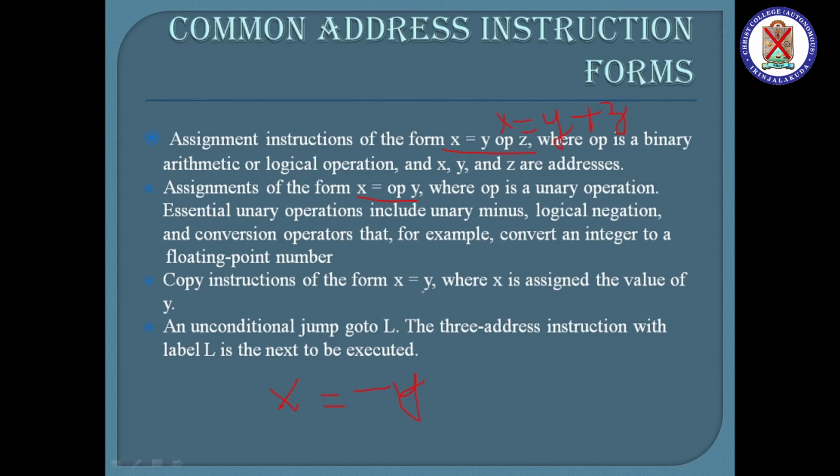Next one, copy instruction. I have already said less than one operator will be just an assignment instruction, that is the copy instruction. The RHS value is copied to the LHS. Next, we have already discussed the unconditional jump, that is go to L, where L is the symbolic label. What will be the purpose of it? Go to L means the program will jump to the statement or the line where L is pointing.